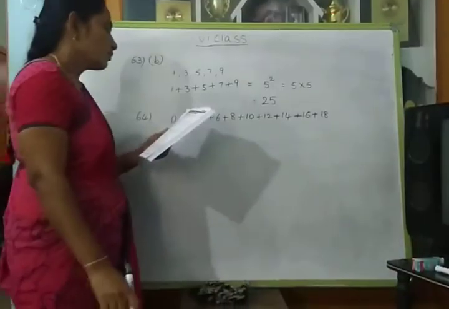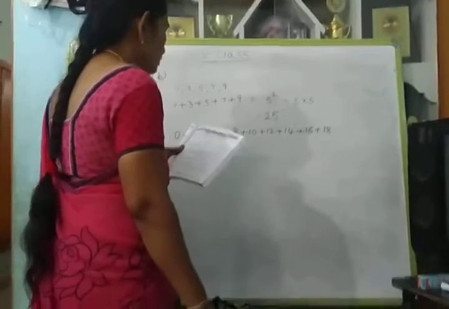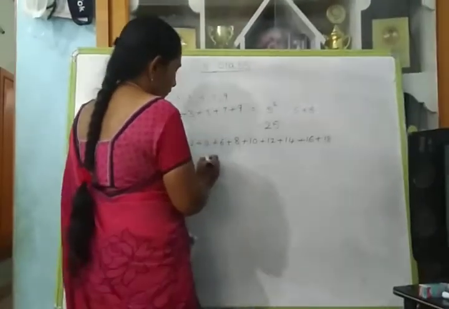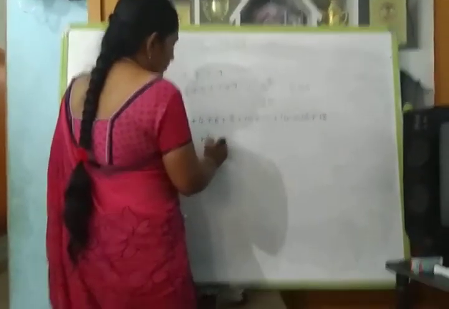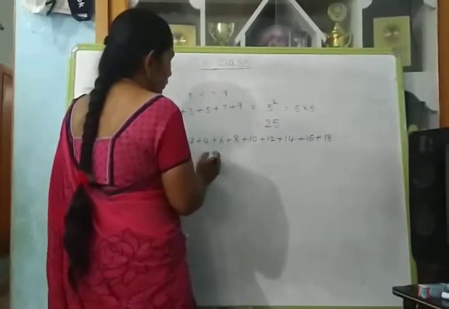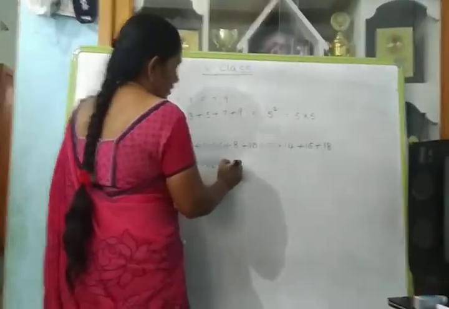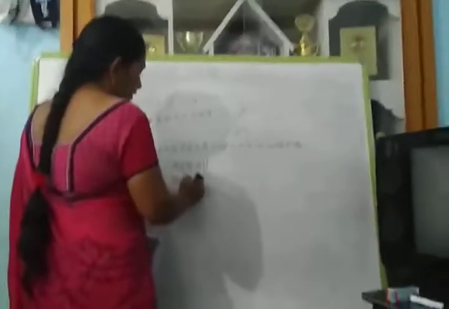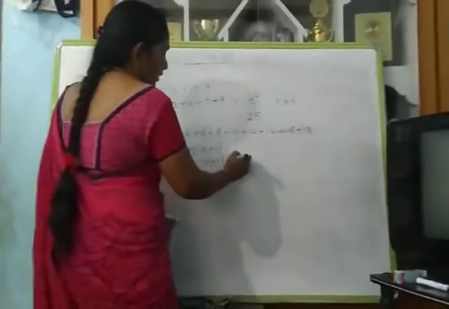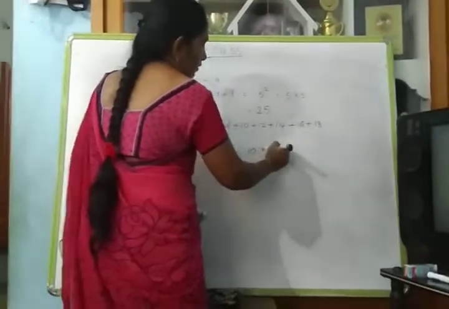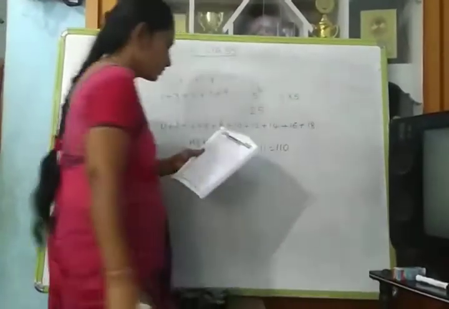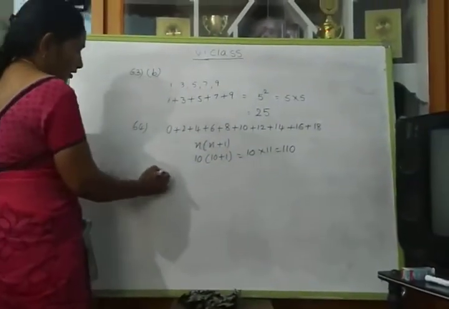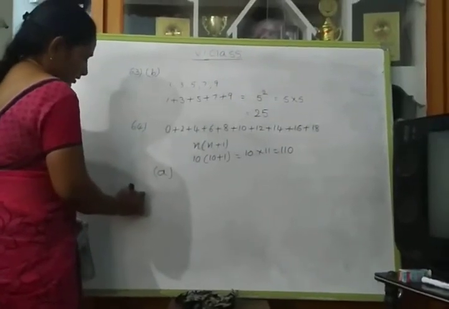Sum. What is the formula? Sum of first n even natural numbers is n into n plus 1. How many even numbers? 10. So 10 into 10 plus 1. How much will you get? 10 plus 1, 11. 11 tens are 110. Answer 110. Option A.